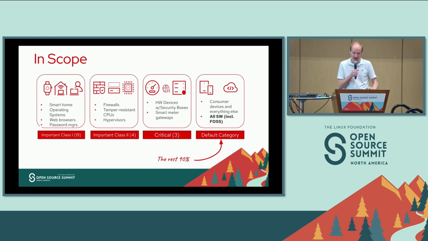But apparently, everything else is also in scope, all other consumer devices and everything else, and actually all software, because they contain digital elements. Those are considered as products with digital elements. And open source software is also in scope. There is a little caveat to this, but still. And this would be the rest, 90% of the products, that would be unclassified, but still in scope of the regulation. That is very important because later on I will tell you about the standards and requirements that are slightly different for these types of products.